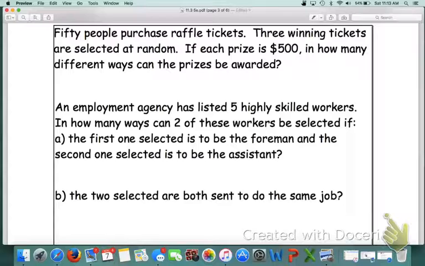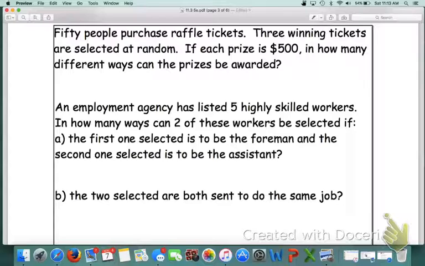50 people purchase raffle tickets. 3 winning tickets are selected at random. If each prize is $500, in how many different ways can the prizes be awarded? Okay. Prizes are another thing that I mentioned in the beginning as being combination. Since we have prizes here, we know we're going to use a combination.